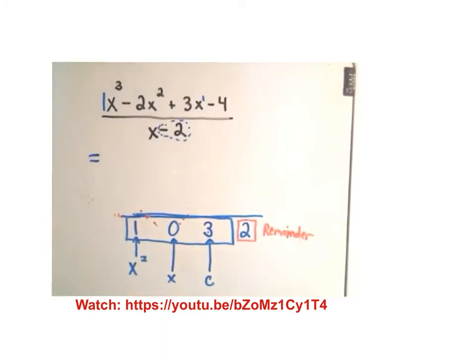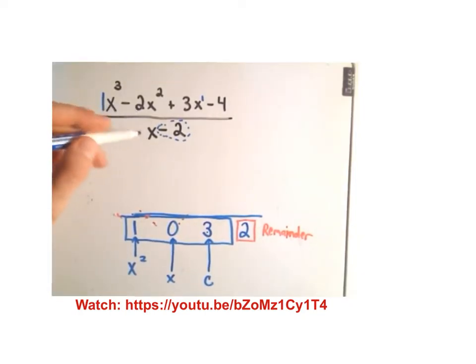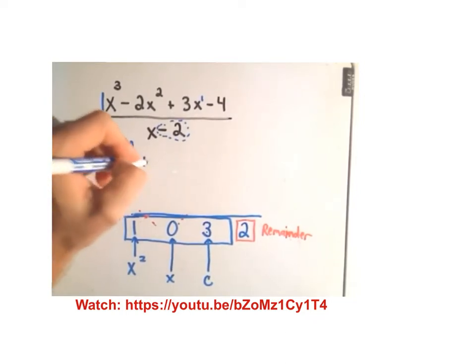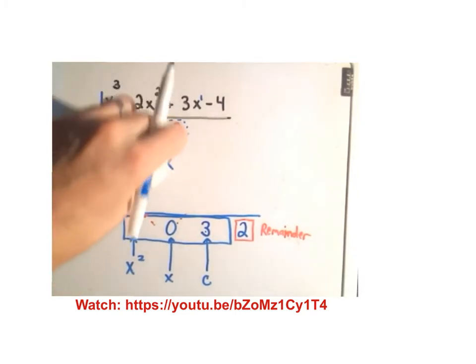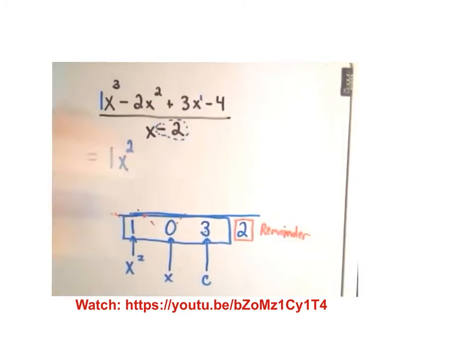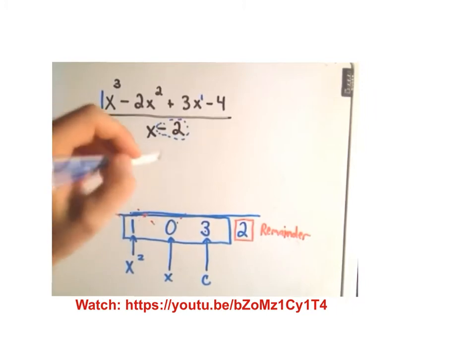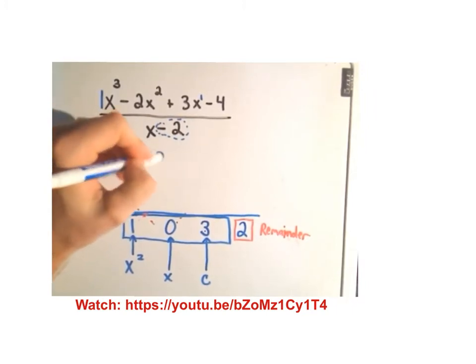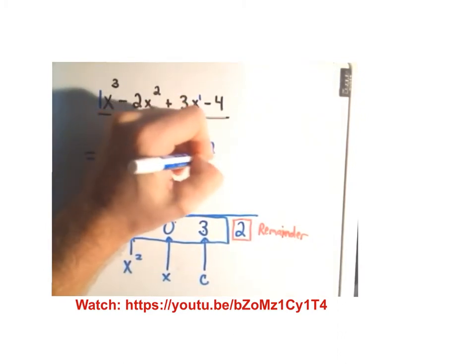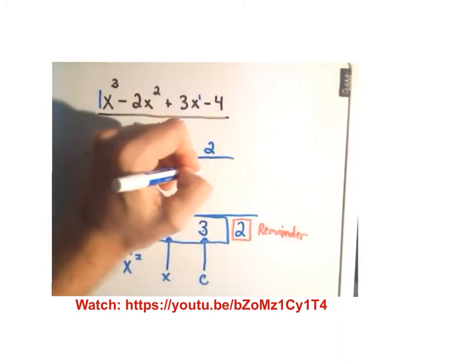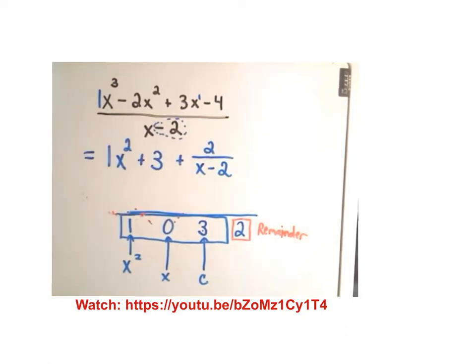Okay, and then we're just going to turn that back into a polynomial. So that's 1x squared plus 0x, but then we don't need it, so he erases it because it's just 0, and then plus 3. And then the remainder, we write it over the divisor. So it's plus 2 over x minus 2, and that's my final answer, okay?